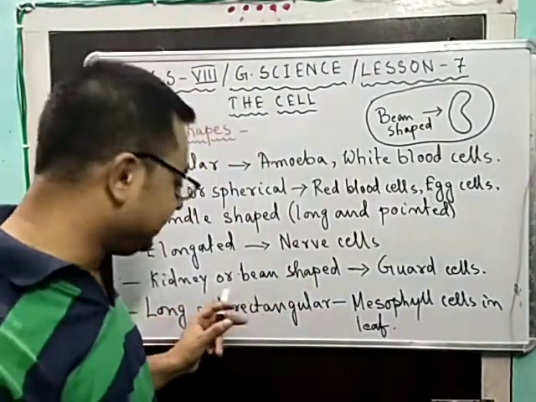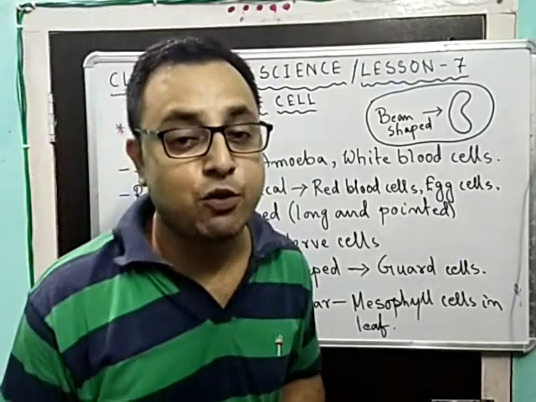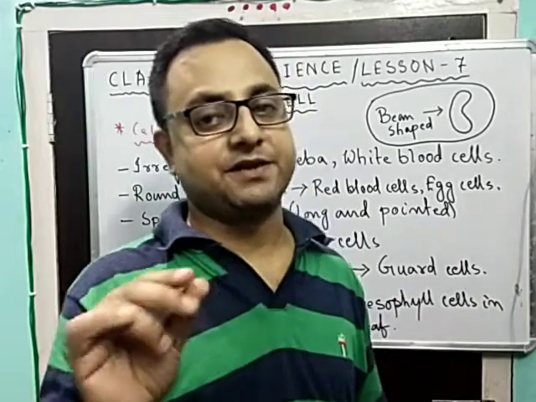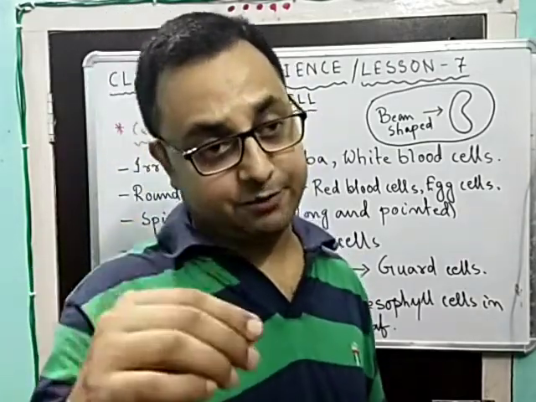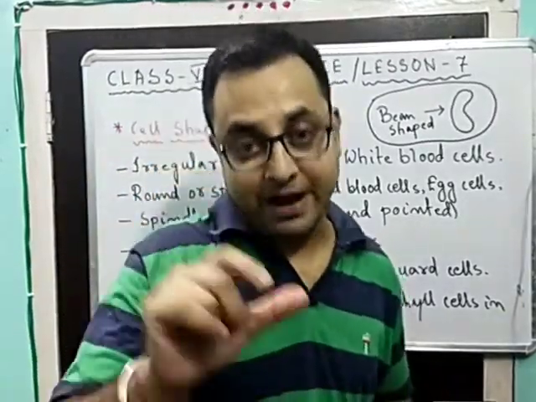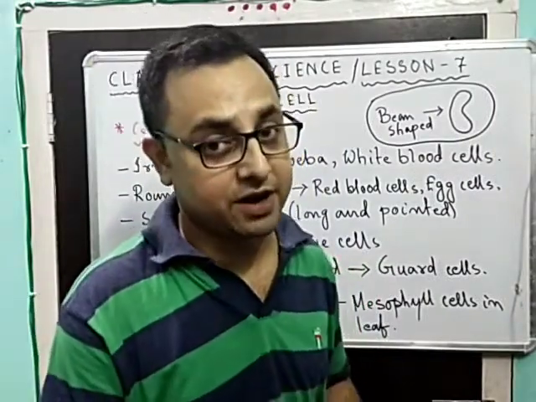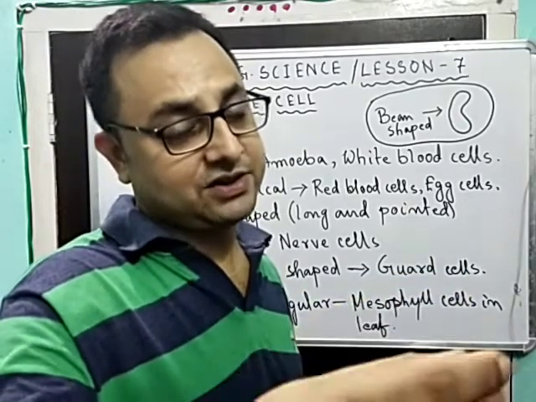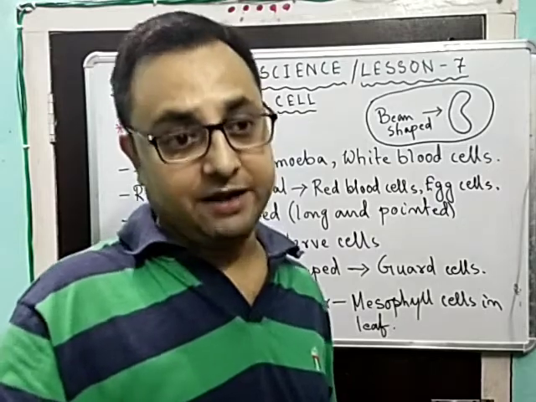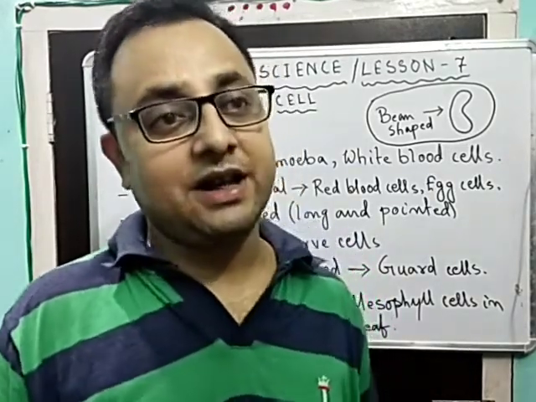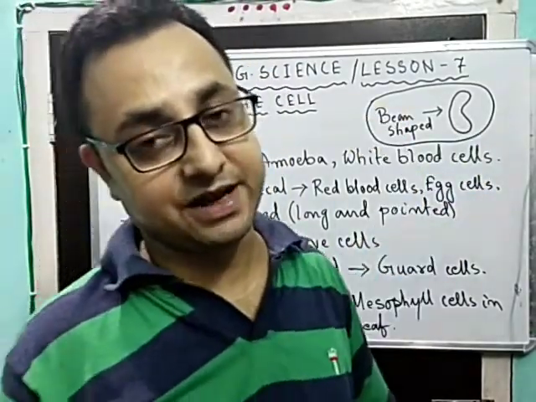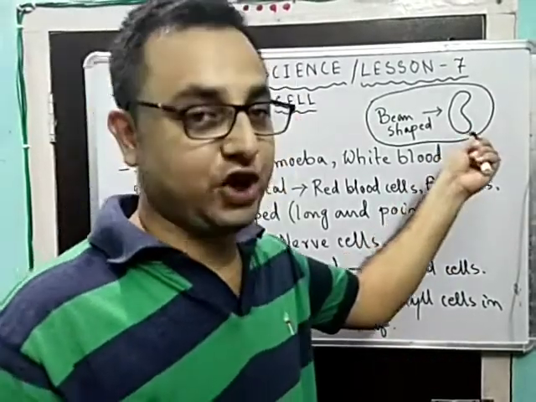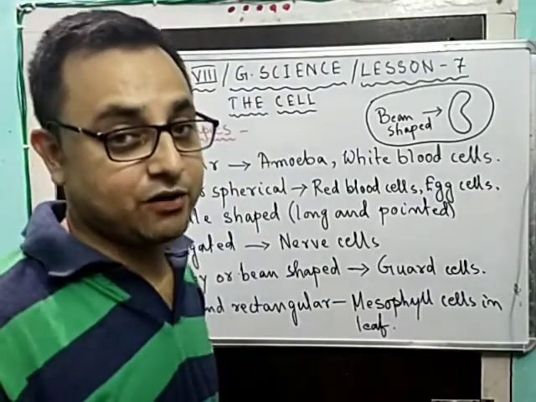Now, these kidney or bean shaped structures can be found in guard cells. The question is, where is the guard cell present? In your previous class, class 6 or 7, you might have studied the stomata. The stomata are present on the leaf, and they are responsible for transpiration, the process by which plants release water in the form of water vapor. This release of water by the leaves takes place through stomata, and within the stomata the guard cells are present. These guard cells regulate the opening and closing of stomata, and they are of bean shape. So these are another type of cell shape found in living organisms.